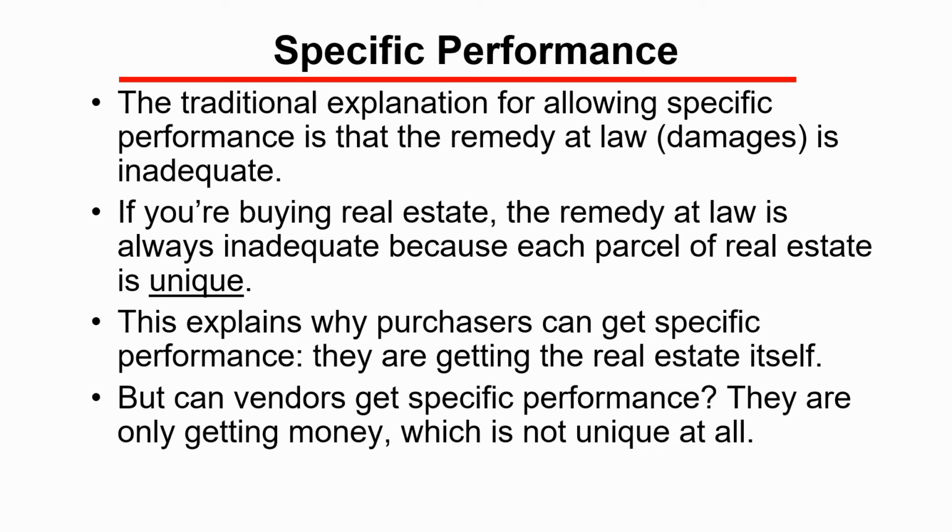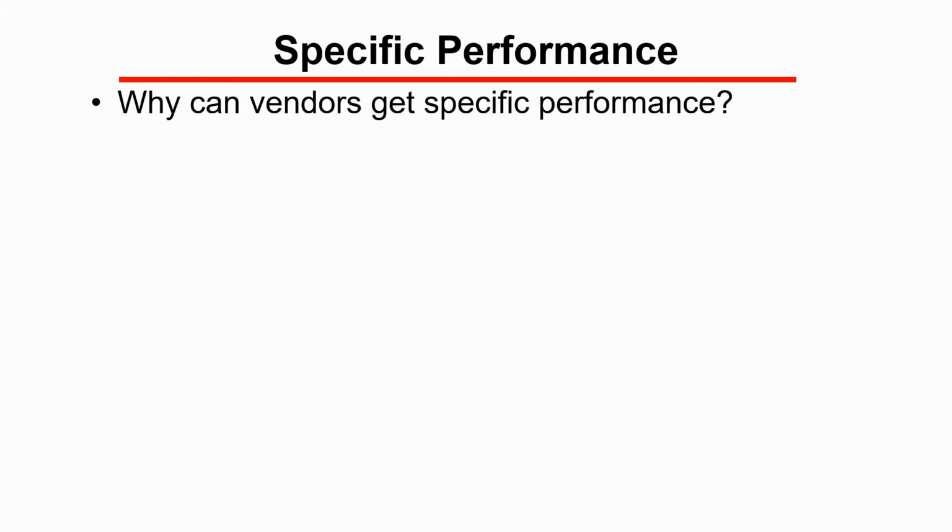However, can vendors also get specific performance? That rationale doesn't quite apply to them. They're only getting money when they sell the property, and money, while it's nice to have, isn't unique at all. So why is it that vendors can get specific performance? Well, one silly reason that the courts sometimes give is mutuality of remedy. That is, if one party can get a remedy, the other party ought to be able to get the same remedy. That's a completely unsatisfying rationale.